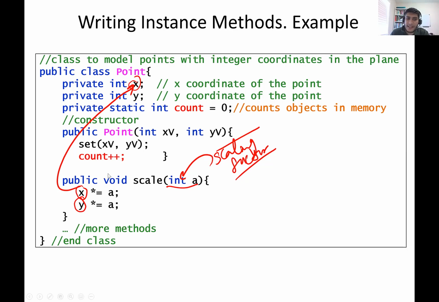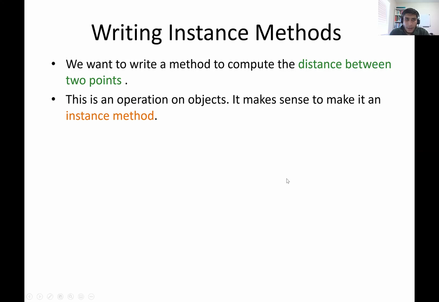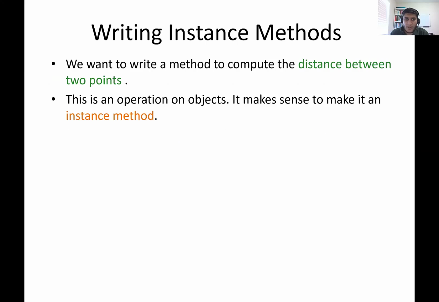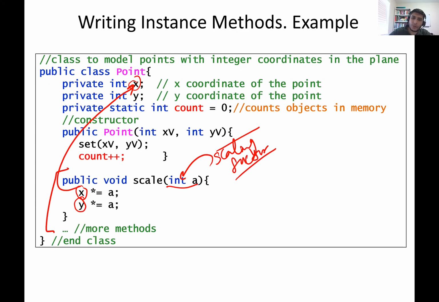Good. So this scale method is just a straightforward one. What we have done is taking the scaling factor and multiplying x and y by this value, right? Yeah. So the other thing to emphasize is that this instance method didn't need any point object or class passed into it. Why? Because it's operating on the current members of the object, right?